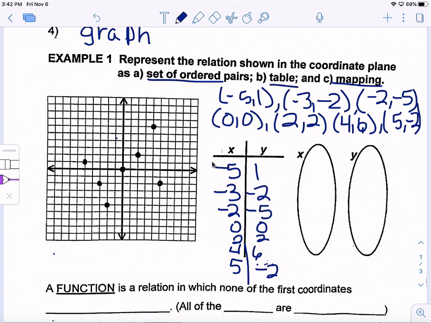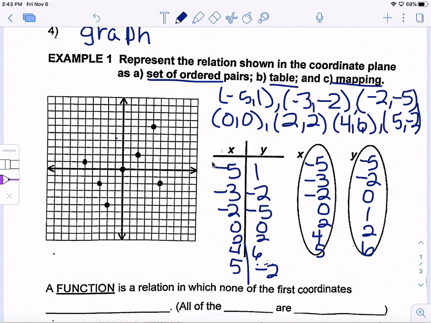Mapping, you're going to list your x coordinates in this circle or oval. So I'm going to list, which we also call these the x values, the domain values, 0, 2, 4, 5. And then the y values, 1. Okay, I'm going to put these in least to greatest. So put negative 5, negative 2, 0, 1, 2, and there's also a 6.